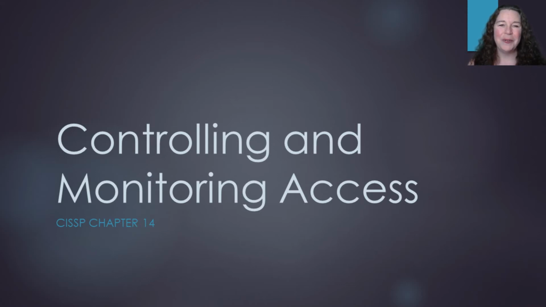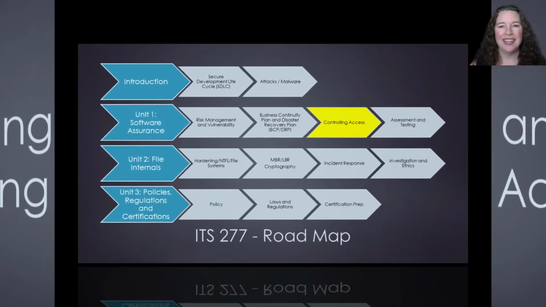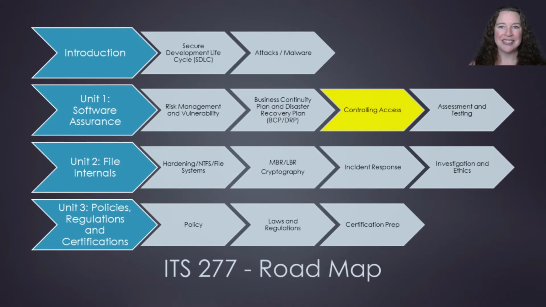Hi, and welcome back. In this lesson, we're going to be covering controlling and monitoring access using the CISSP Chapter 14 from the study guide. If you're following along with our lesson, we're going to be doing controlling access for this lesson, and then our next lesson to finish out our software assurance is going to be on assessment and testing, including vulnerability assessing.